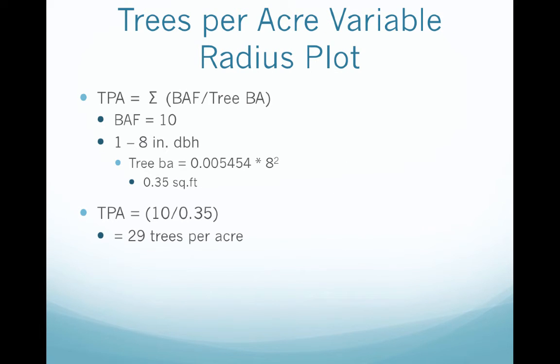The trees per acre in the variable radius plot involves a little more calculation. So we have our basal area factor, and we divide it by our tree basal area. So this is the basal area of that individual tree, not the basal area of trees per acre. So we have 10. We have our 1 8-inch tree. So we calculate tree basal area equals 0.35 square feet. And then we go 10 divided by 0.35. So that 8-inch tree represents 29 trees per acre.